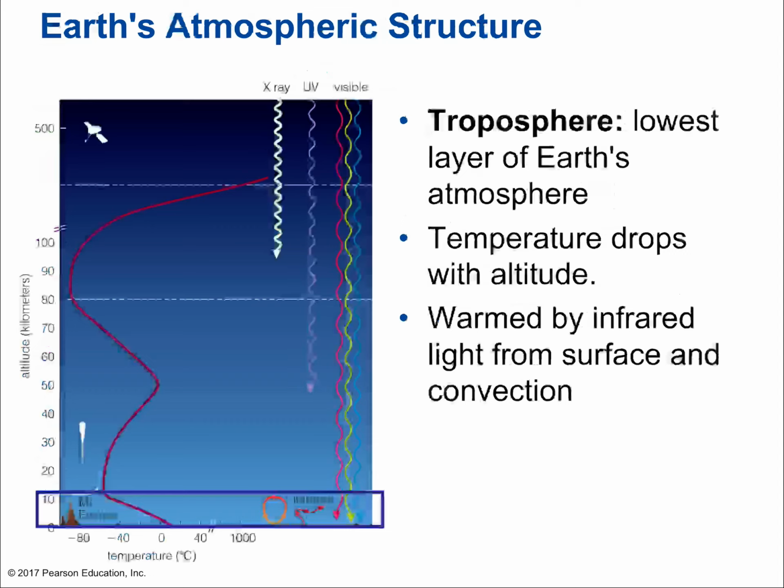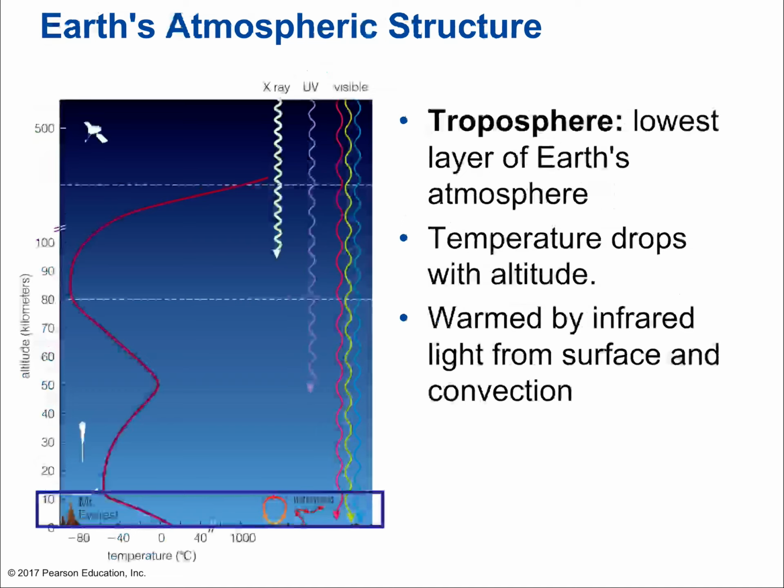So let's talk about the different parts of the atmosphere. Okay, so we're going to start from the bottom up. The very bottom is the troposphere. This is the lowest layer of Earth's atmosphere. It's about 10 kilometers. It's the part of the atmosphere that supports life. Less so when you get up to the top of Mount Everest, but still kind of supporting life.